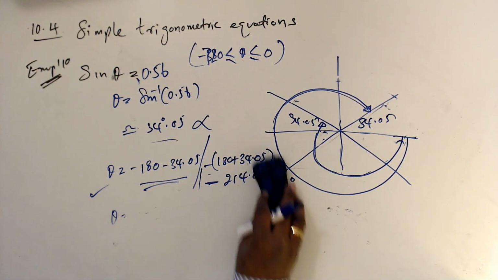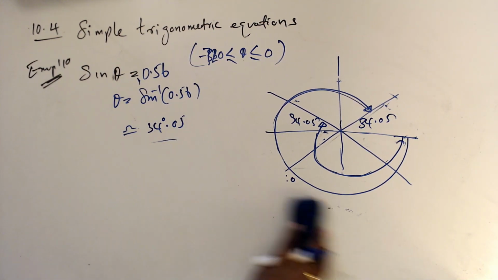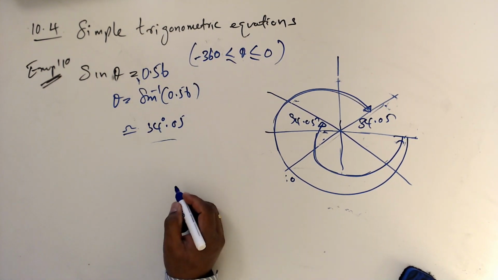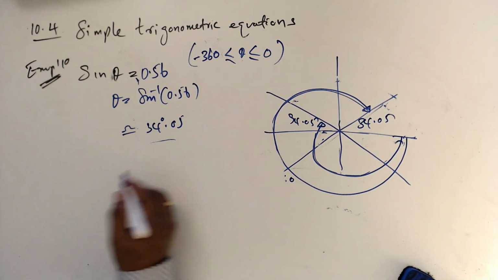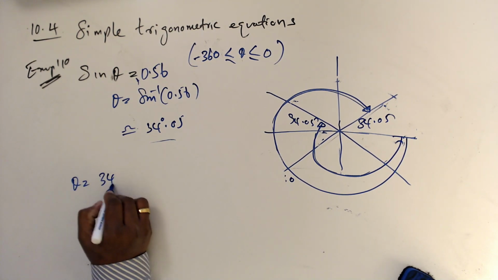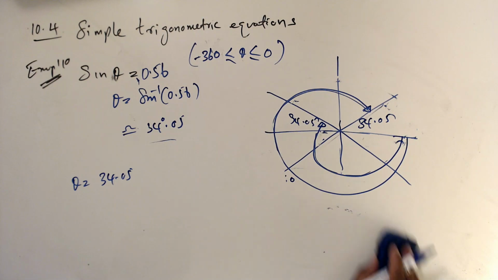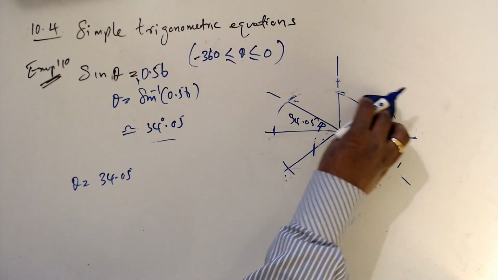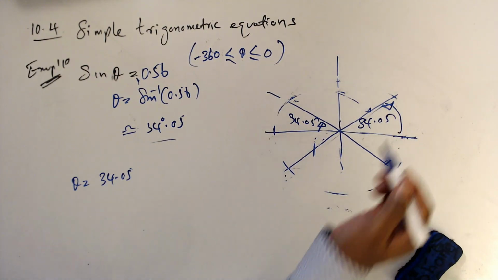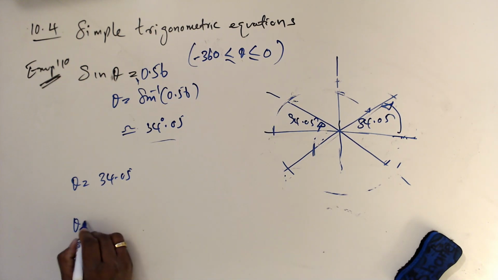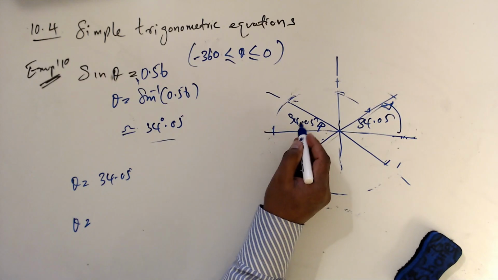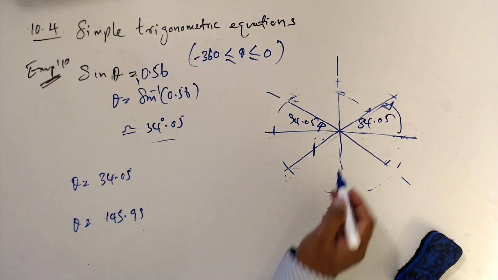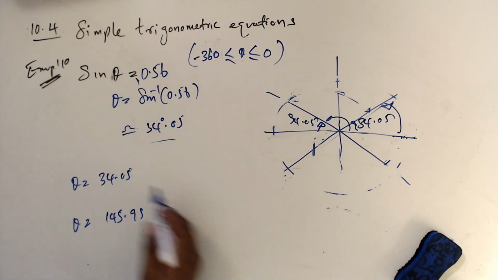Now we'll discuss how you take it. I want to get minus 360 to 0, but I accidentally worked out theta equal to 34.05 positively. So I didn't realize. I'll take the positive answers like earlier, 34.05 and then theta equals 180 minus 34.05, which is 145.95. So you measure like this and you get positive answers.